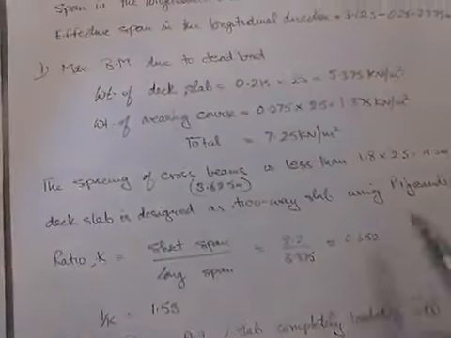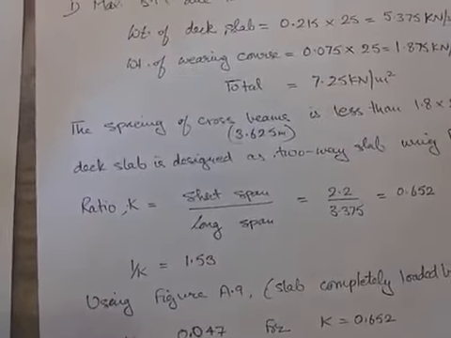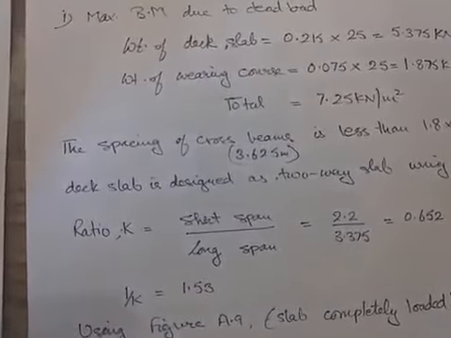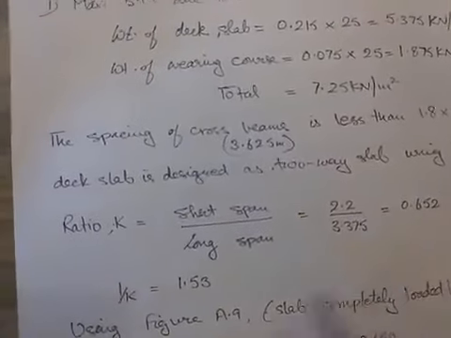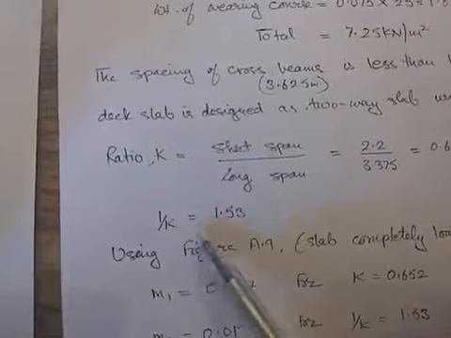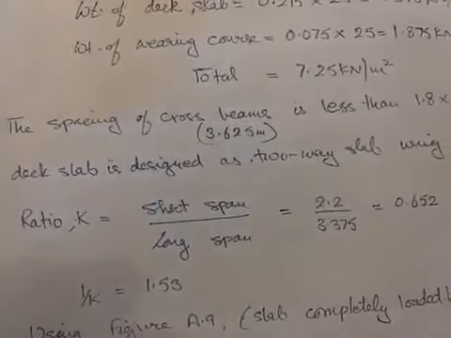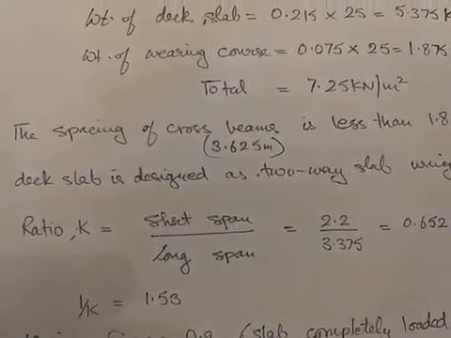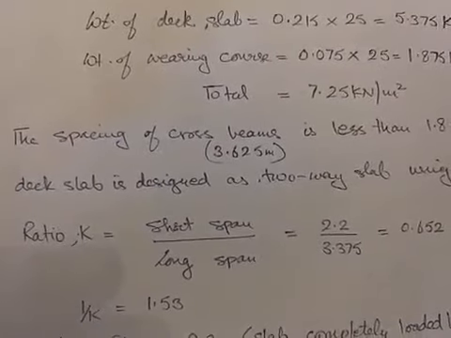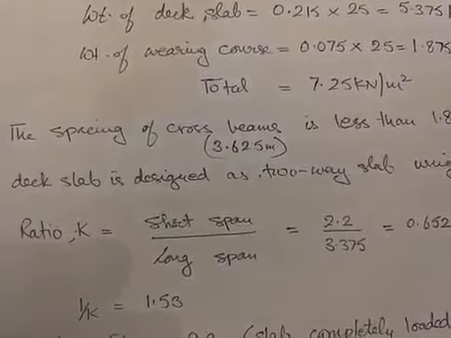For Pigeaud's curves, we need to find out the ratio of the short span and the long span. That value gives us the K value, which comes out to be 0.652, and 1 by K is 1.53. Pigeaud's curves have been given depending upon the values of this ratio K. I'll show you one of the curves. We will be discussing these curves ahead.